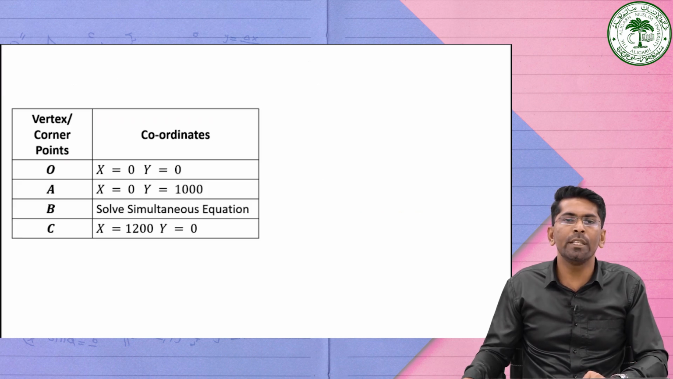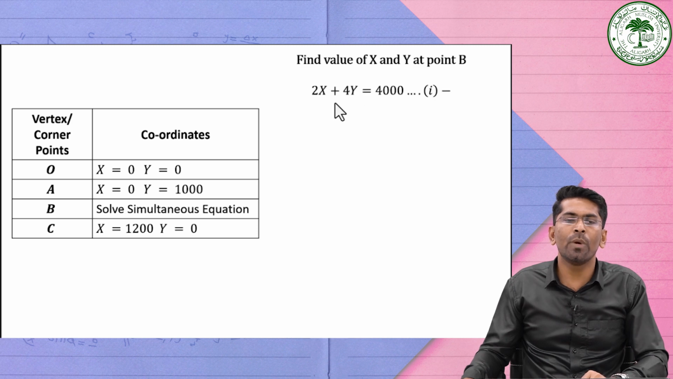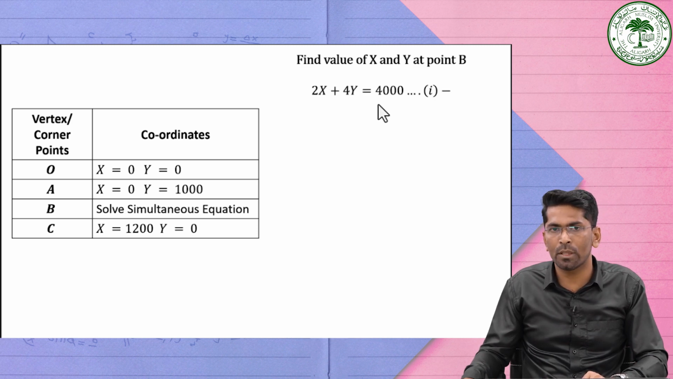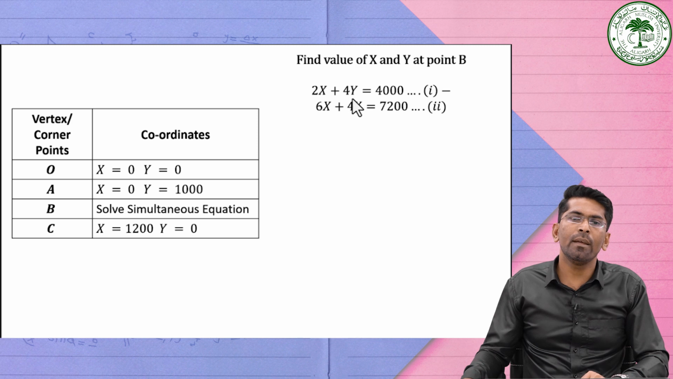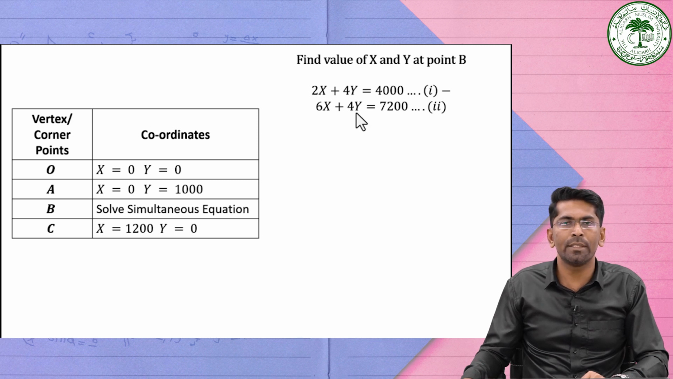So I am going to consider these two simultaneous equations. First one is 2x plus 4y is equal to 4000, that is treated as equation number 1. And similarly, the second equation is 6x plus 4y, which is equal to 7200. Now we can solve the system of simultaneous linear equations with the two unknown variables x and y. We have the coefficient of y the same, so we can just subtract equation number 2 from equation number 1 so that we can eliminate the variable y.